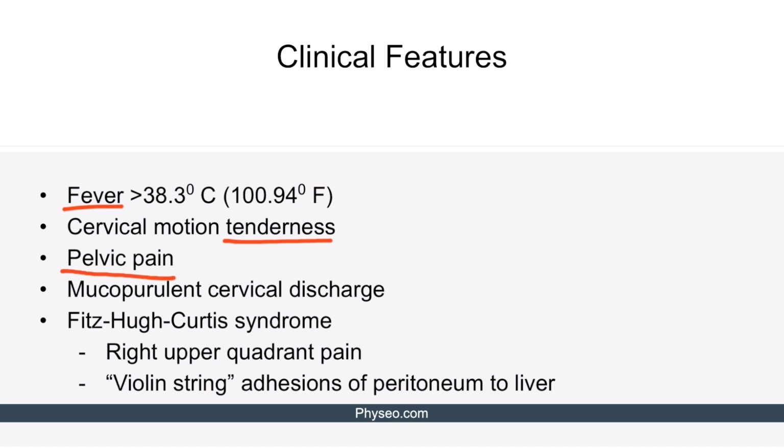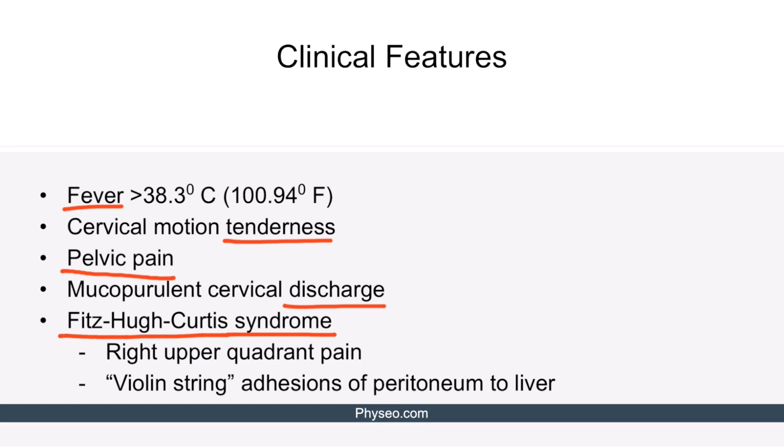Constant pelvic pain is almost always present. Mucopurulent cervical discharge is commonly seen on colposcopy. Finally, if an infection spreads to the liver capsule via the peritoneum, the patient is then diagnosed with Fitzhugh-Curtis syndrome, which we briefly discussed earlier. And this condition is characterized by right upper quadrant pain and has pathognomonic violin string adhesions of the peritoneum to the liver.